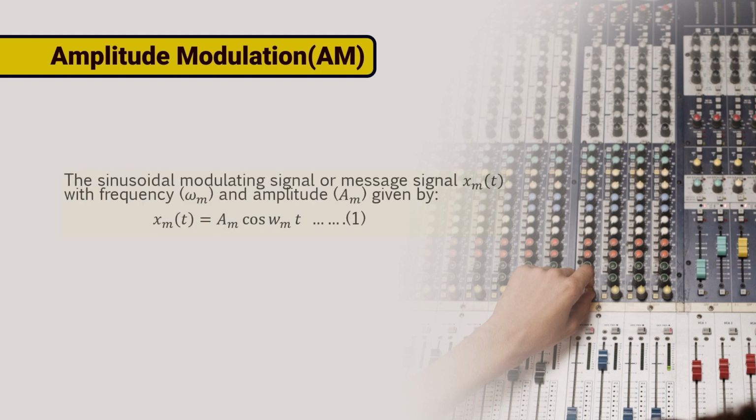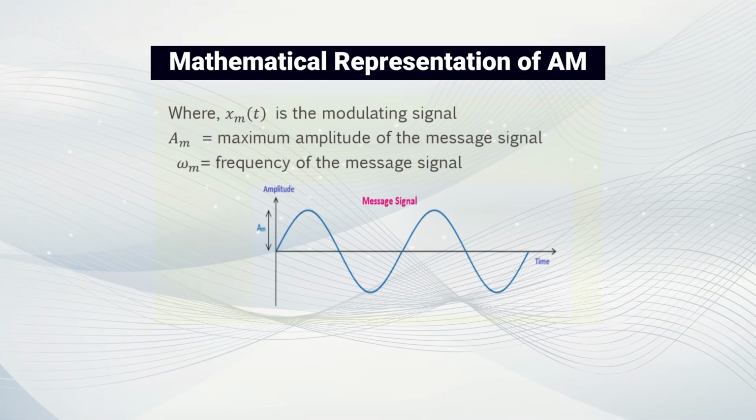The sinusoidal modulating signal or message signal represented by x_m(t) with frequency omega_m and amplitude A_m is given by x_m(t) = A_m cos(omega_m t). Give it equation number 1, where x_m(t) represents the modulating signal, A_m represents the maximum amplitude of the message signal, and omega_m represents the angular frequency of the message signal in radians, which is equal to 2 pi f_m, where f_m is the frequency in hertz.